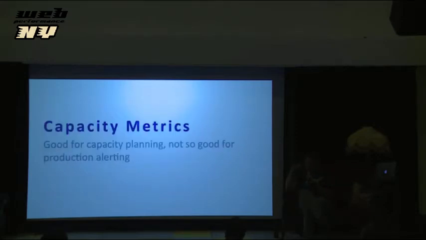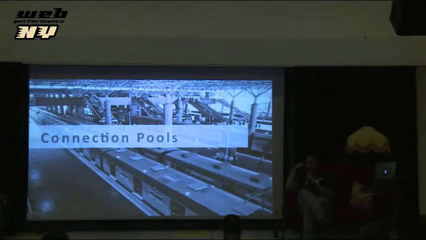Capacity metrics, and this is my perspective, are good for what the name says. They're good for capacity planning, but they're not so good for production alerting. Let me give you a couple of examples, looking at connection pools. I've worked with a lot of people setting up monitoring systems, and very often the question comes up: shouldn't we create an incident if our connection pool is used 90% over 5 minutes? And I asked them, why? You made it that big, it's supposed to be used, right? So why would you alert on a 90% usage of a pool?